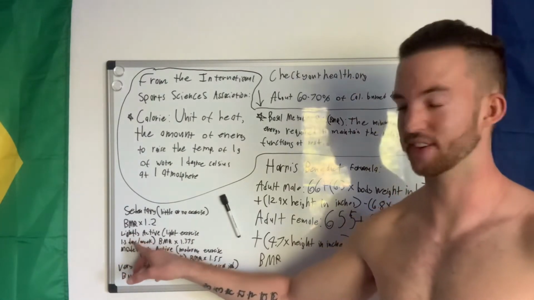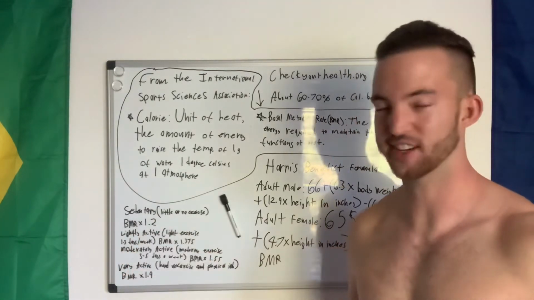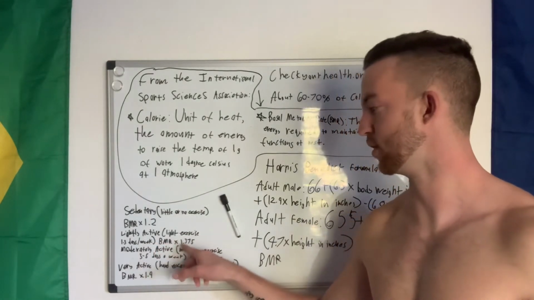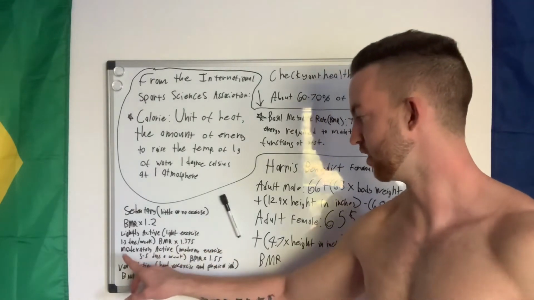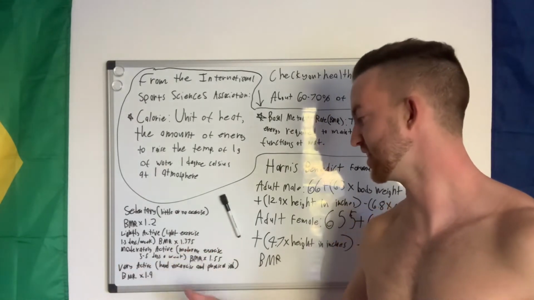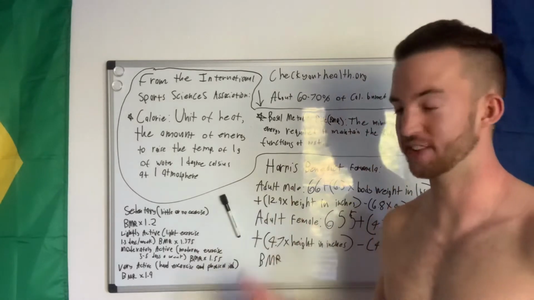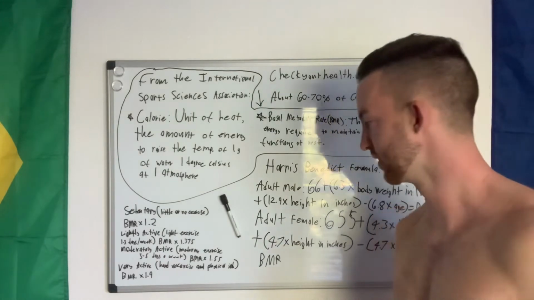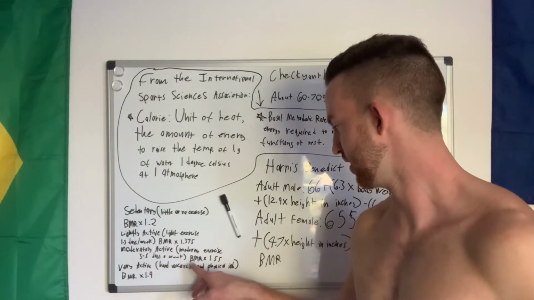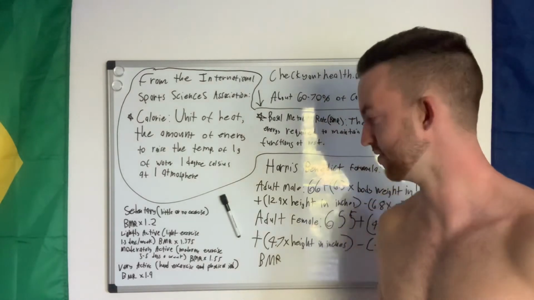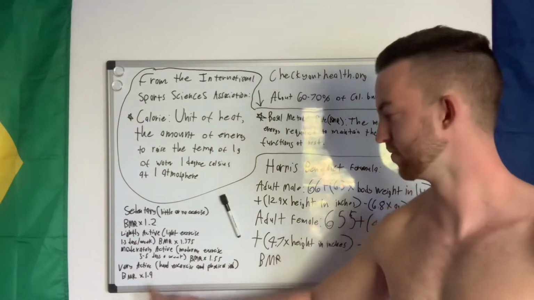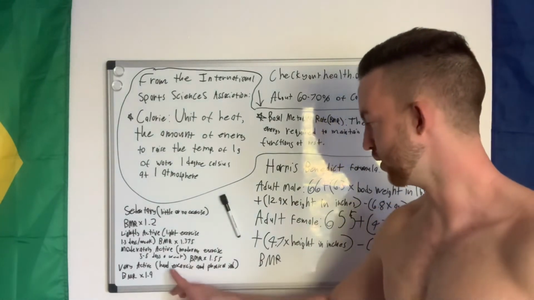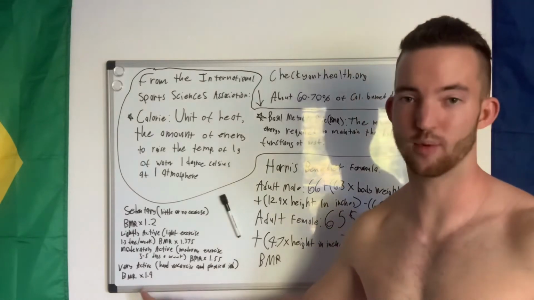For a lightly active individual, so light exercise 1 to 3 days a week, not much, we would do our BMR multiplied by 1.375. For a moderately active individual, according to checkyourhealth.org, this is moderate exercise 3 to 5 days a week, so almost your entire week, would be our BMR times 1.55. For a very active individual, someone who's doing a lot of good exercise and also has a very physical job, would do their BMR times 1.9.